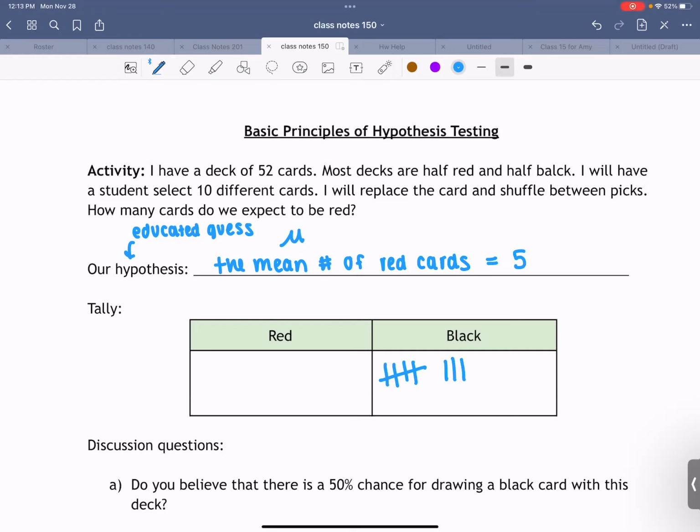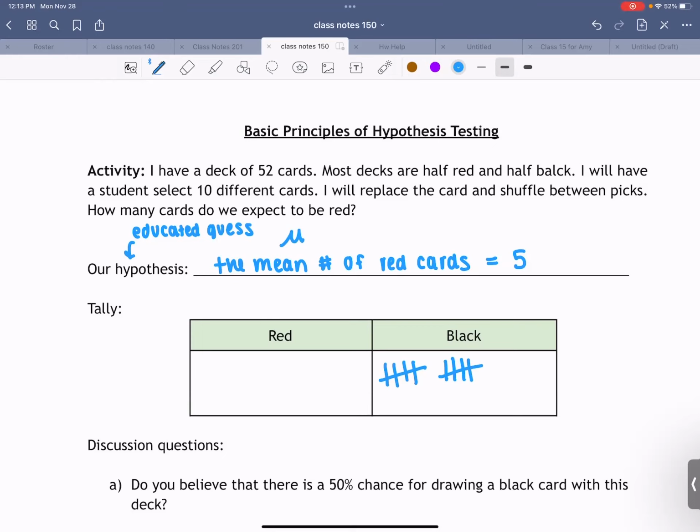Oh gosh, another black card. We got 10 black cards in a row. I don't even know how that would happen. Oh my goodness. 10 black cards and 0 red cards.